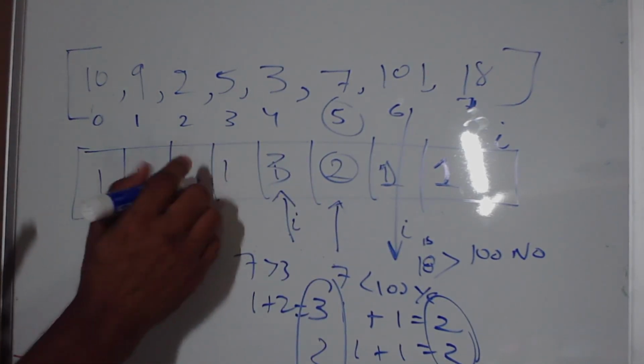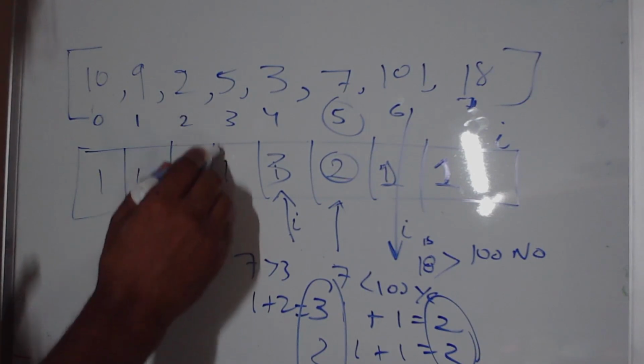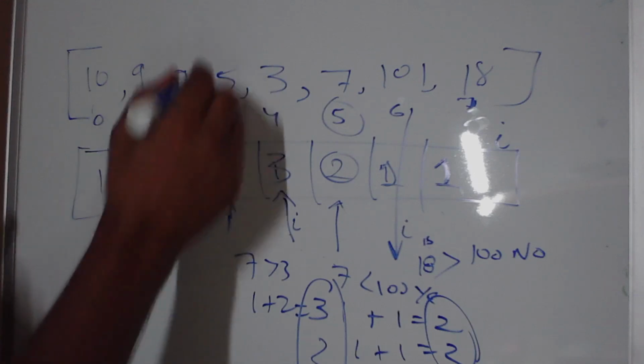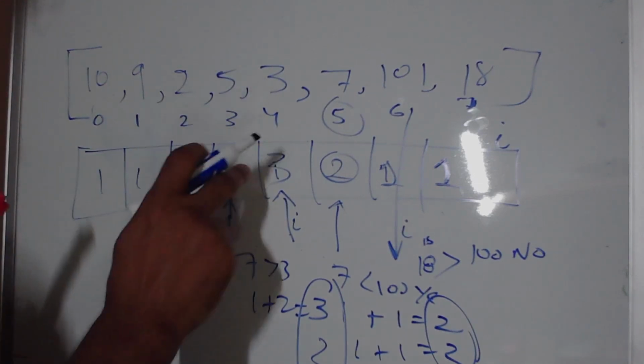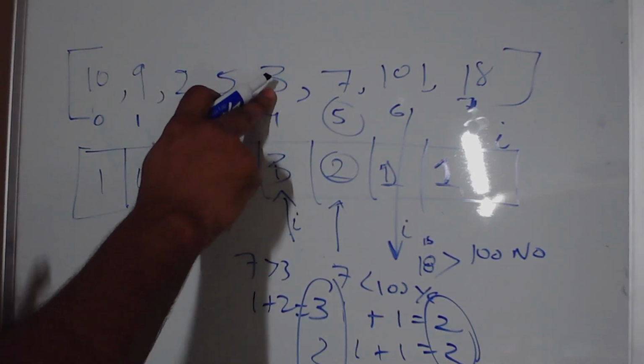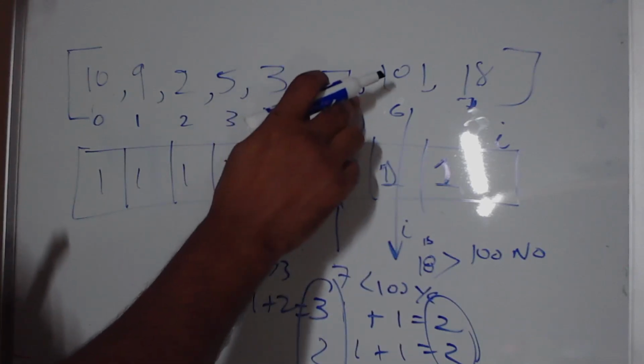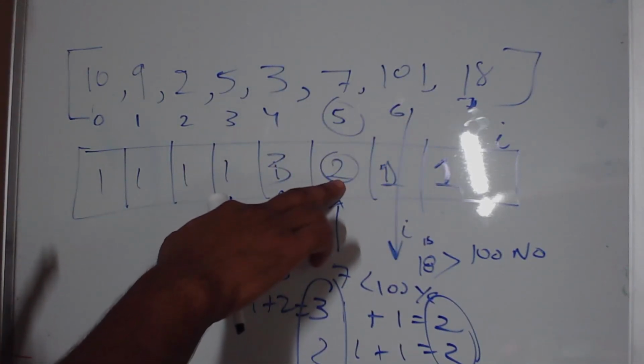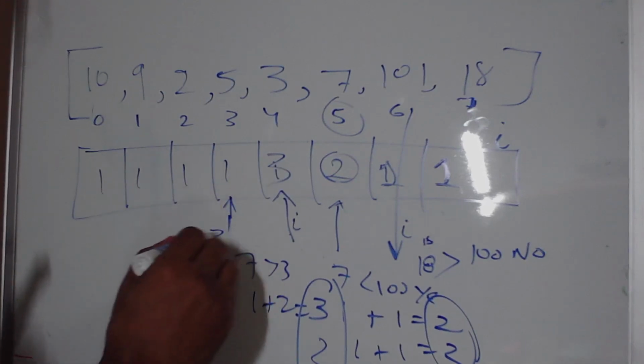Same way now we're gonna go to 5. We're gonna move to our third index, whose value is 5. Now we're gonna see if 3 is greater than 5. No. Is 7 greater than 5? Yes. So what will be the substring length if we consider 7? That is 2 plus 1, that is 3.